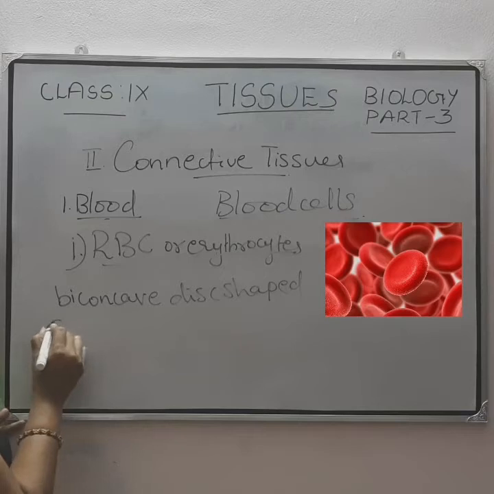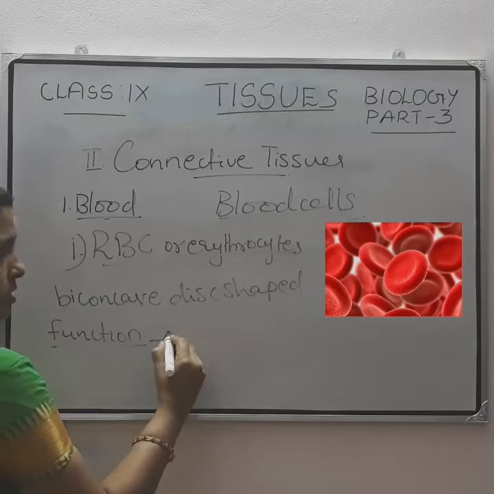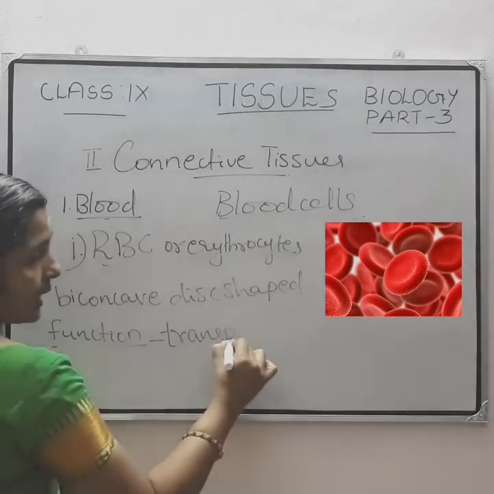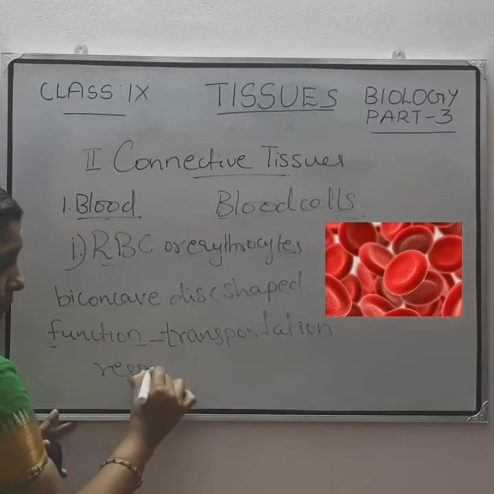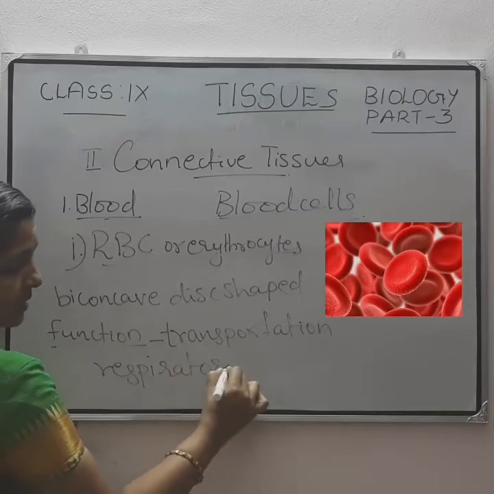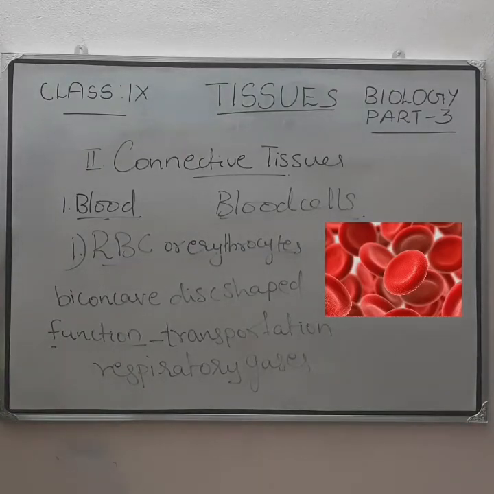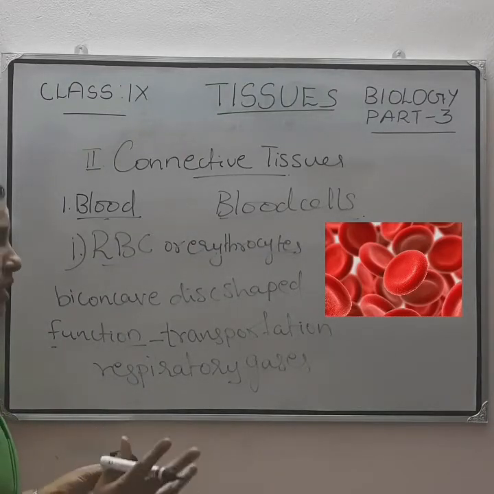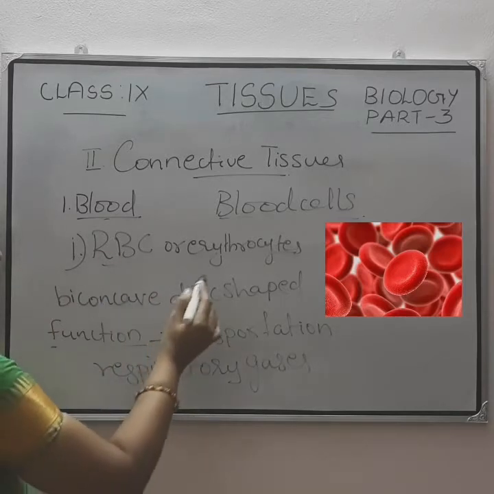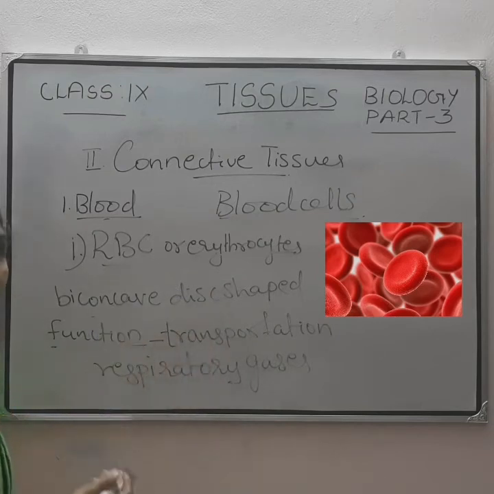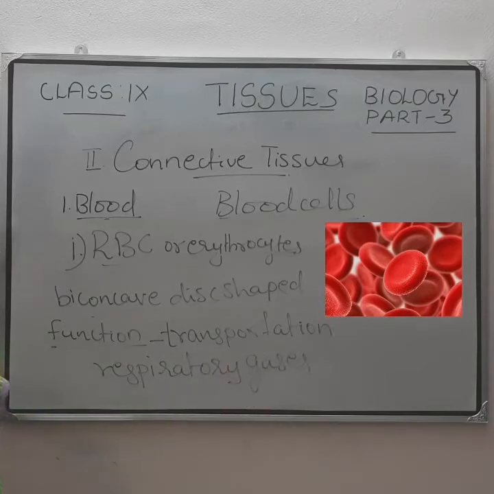And what is the function of this RBC? This RBC helps in the transportation of respiratory gases. Which are the respiratory gases? They are carbon dioxide and oxygen. For the transportation of respiratory gases, who is helping? This RBC of the blood. So RBC or erythrocytes are biconcave disc-shaped cells, and their function is to help in the transportation of respiratory gases.